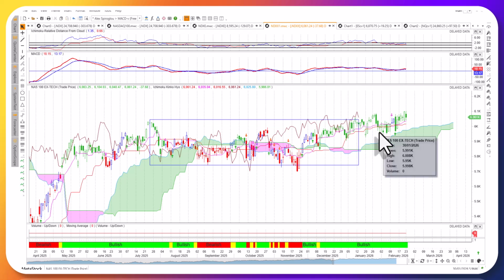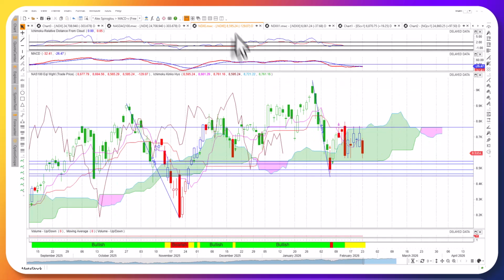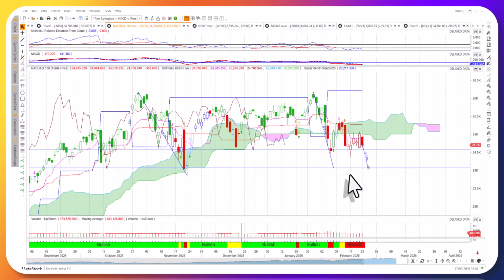That's the best news. The equal weighted one is the good news, still above the cloud, but the bad news is here with the NASDAQ 100, which is still bearish, but we're looking out for potential support in and around these critical cloud chart support zones.